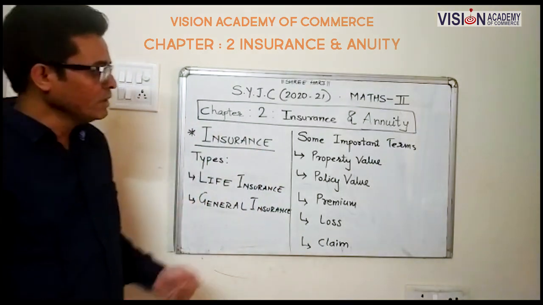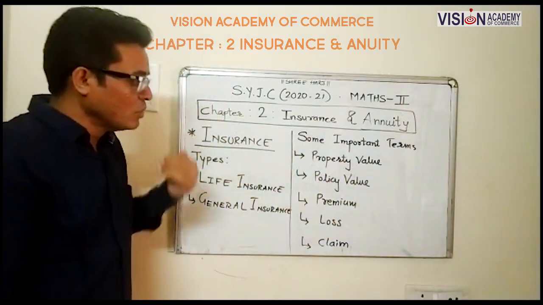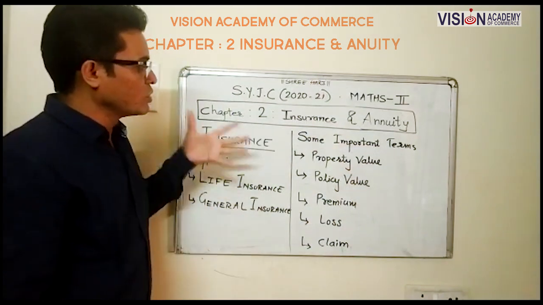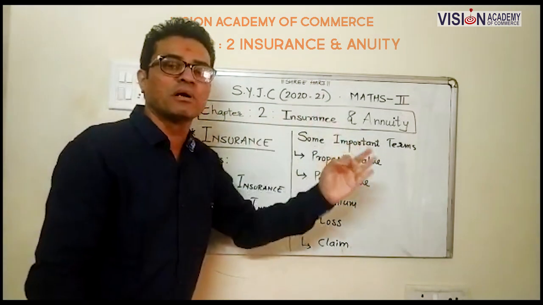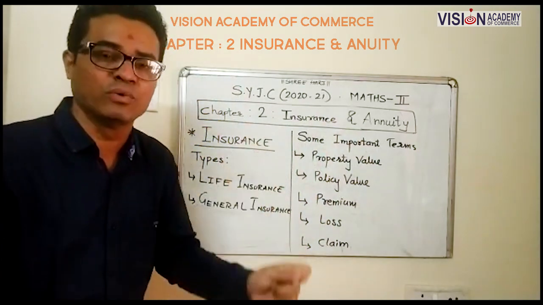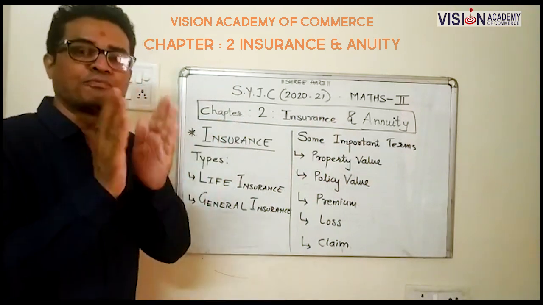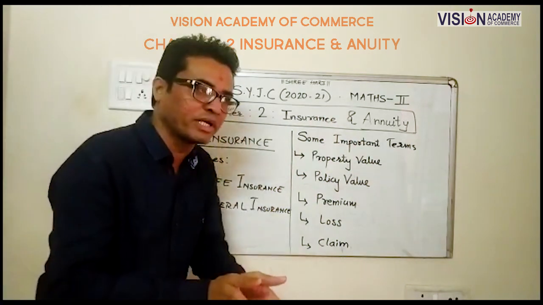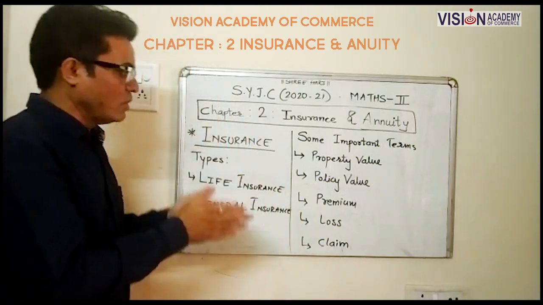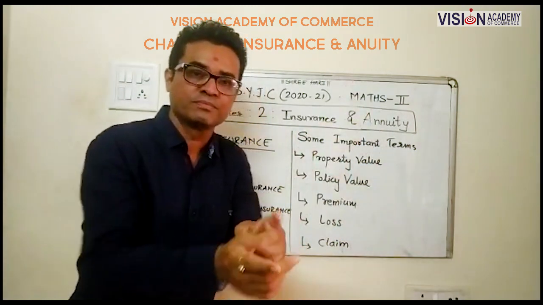Now, there are some important terms which we use to solve the entire topic of insurance. There are 5 important terms. First is known as property value. The value of your property, it may be your factory, your godown, your building, is known as property value.